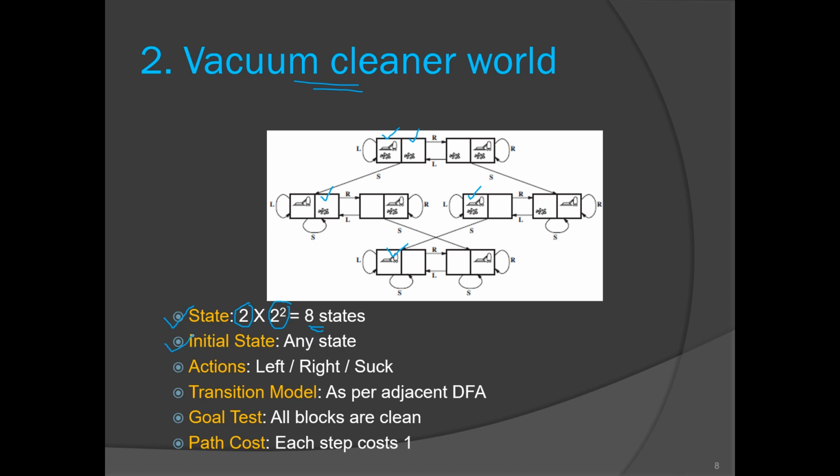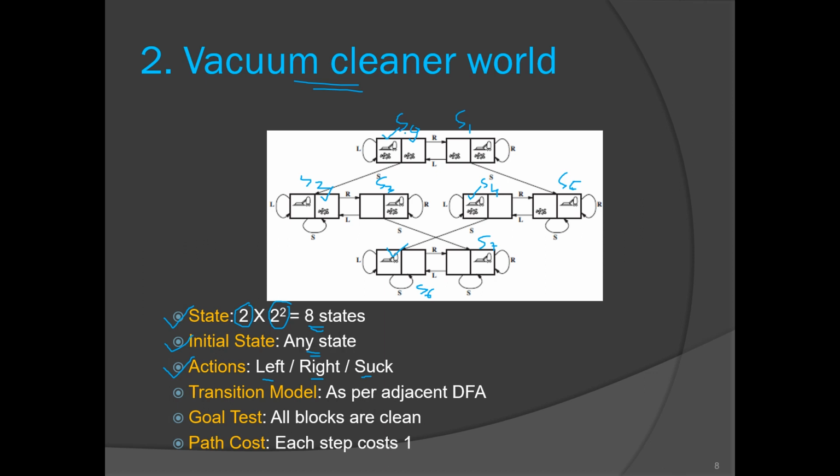Now initial state. Your agent, your system may start with any state. Out of these 8 states, any one can be the initial state. Now what actions are possible with our agent? So left, right and suck. Now see here, if we start with this configuration, let me call this S0, this is S1, S2, S3, S4, S5, S6 and S7. So these are my states.